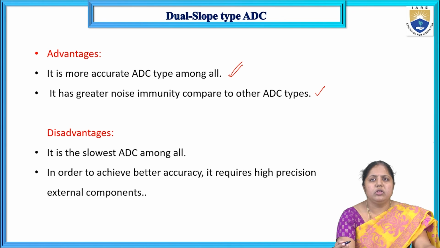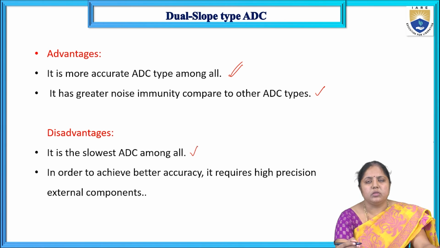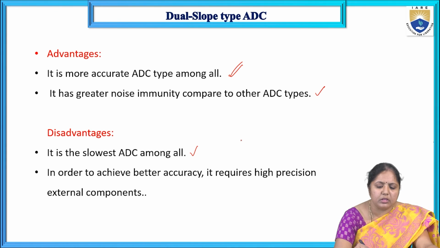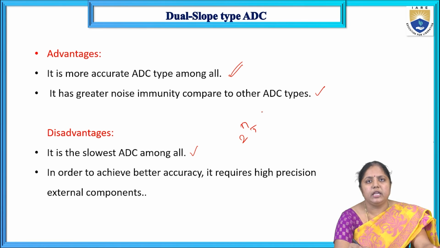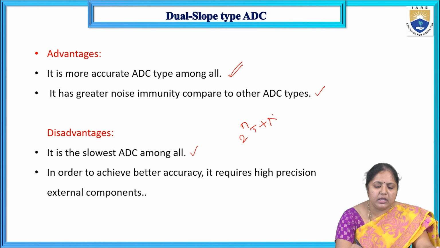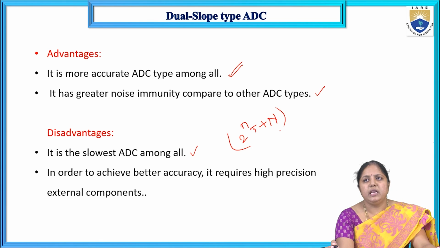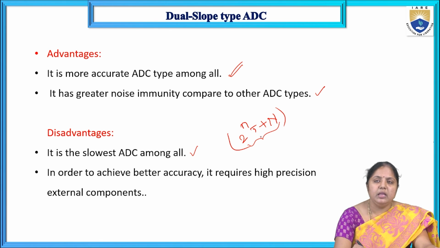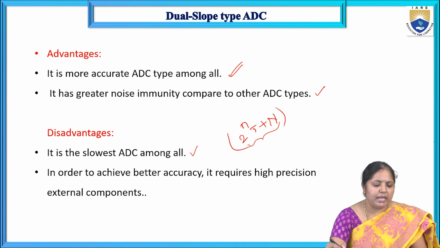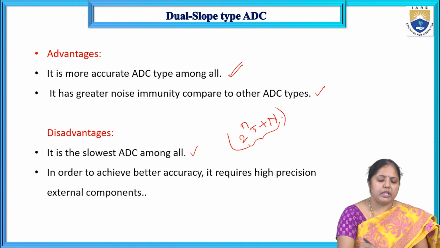What is the drawback here? It is a very slow process. Why is it slow? It takes 2 power n into T clock cycles for the integration of the analog input signal, and at the same time, to bring the negative ramp back towards zero, towards the positive ramp side, it takes n number of cycles. So the total time period is 2 power n into T plus n cycles, and a long amount of time is taken. That's why this is the slowest ADC.